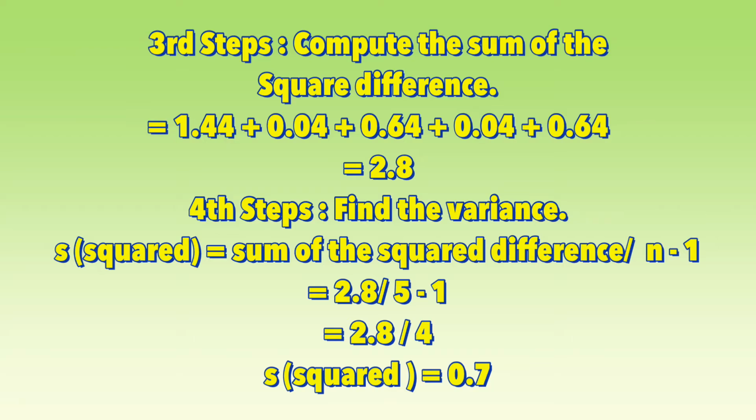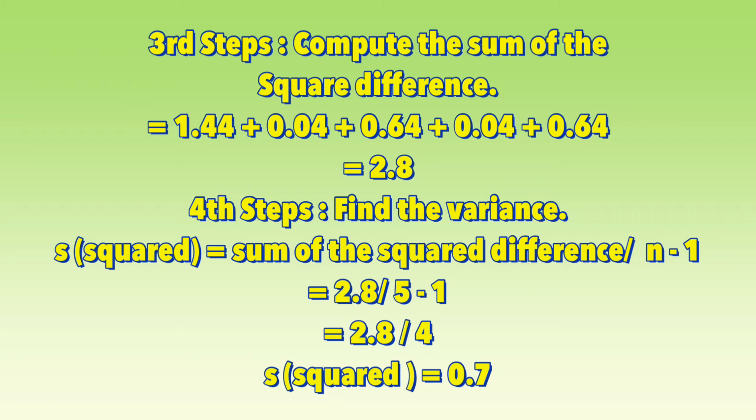The fourth step: find the variance now. Our formula to find the variance is s squared equals the sum of the squared differences over n minus 1. N is the number of samples given.